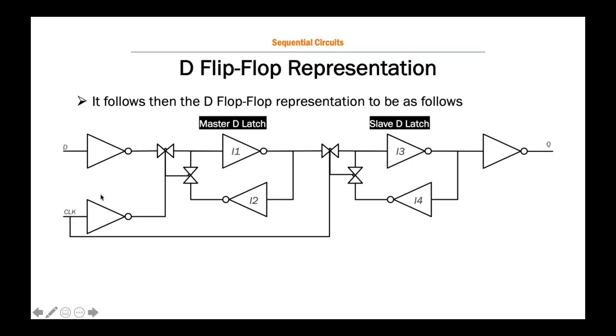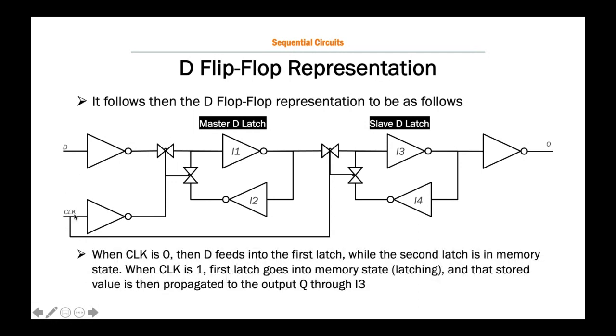So when the clock is 0, this is going to be 1, so that gate is open. It's allowing D to pass. But the clock in here is 0, so that door is shut. That gate is closed. So only D is going to come in here. It might fluctuate, go up and down, it doesn't matter. It's not impacting Q. Because this is closed and this is open, Q is in a latching state. It's just in memory.